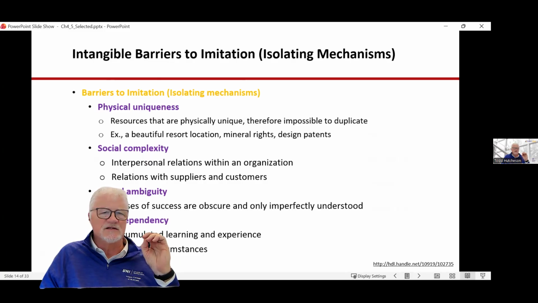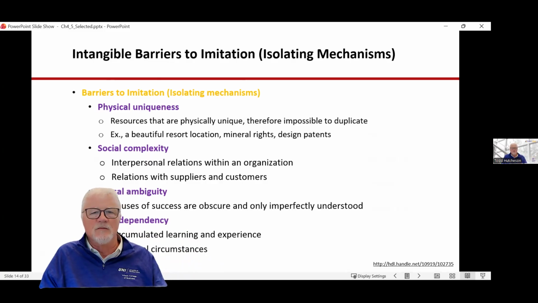And then path dependency. Over time, companies and businesses become experts in their own field. So they have an accumulated set of learning and experience that makes it very difficult to overcome. Their historical circumstance puts them at the top.